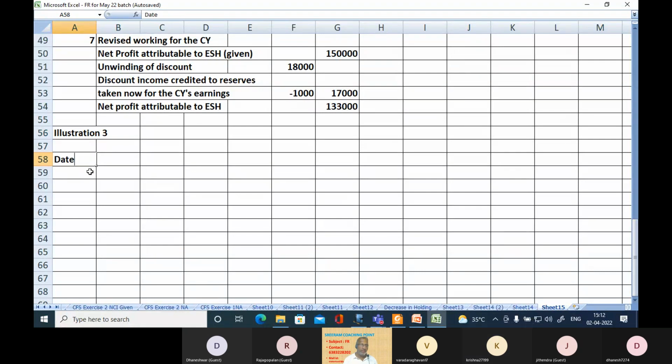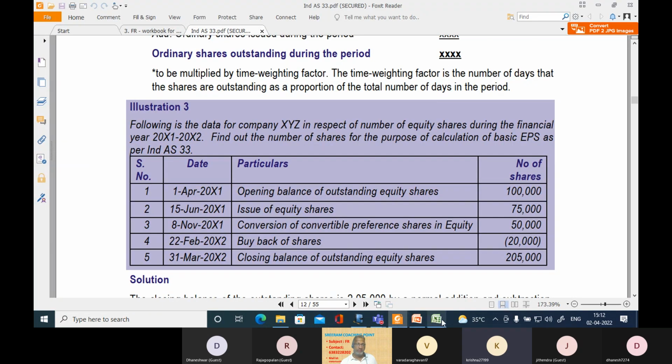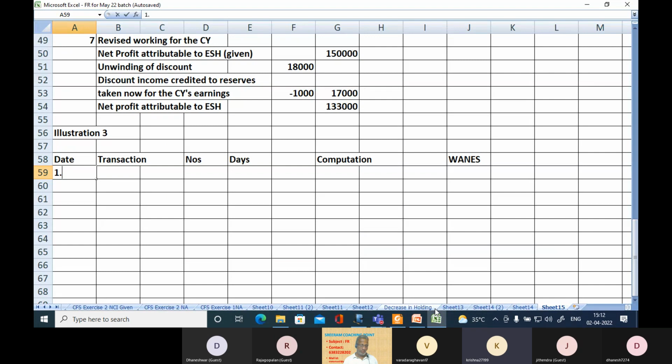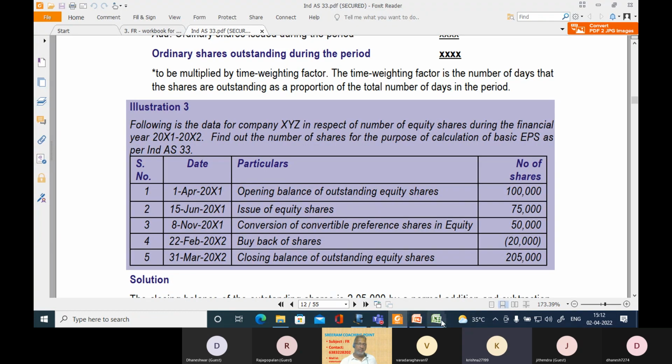So date, transaction, numbers, days, and weighted average of equity shares. For 20X1, opening balance.